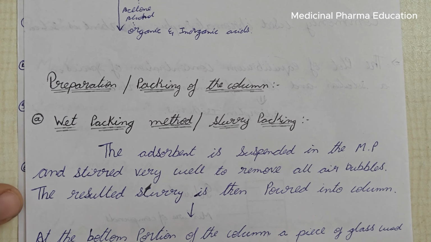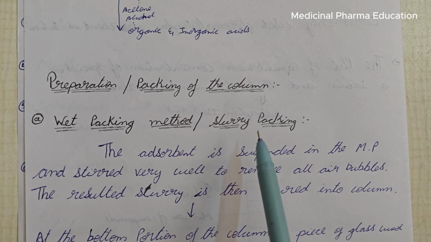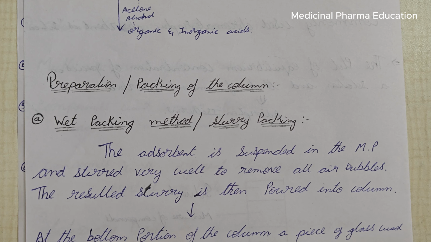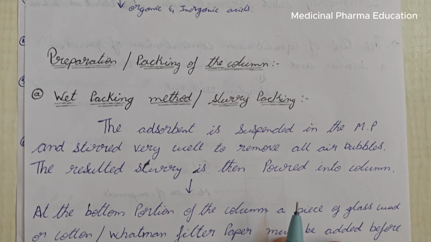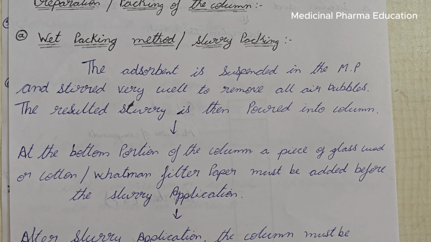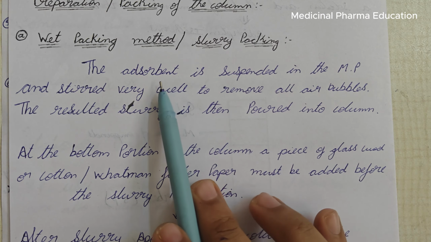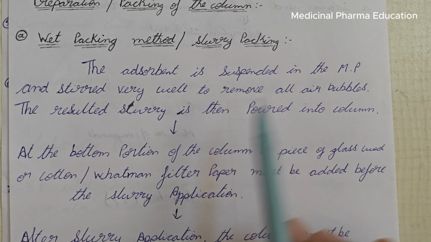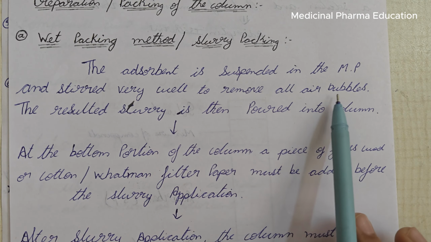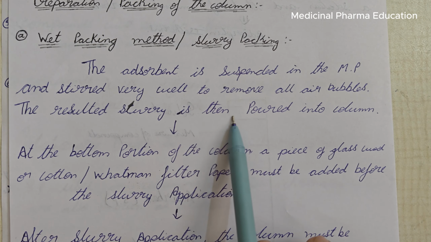Next, preparation and packing of column. There are two types of packing, wet packing and dry packing. Wet packing is similar to the wet compression and decompression concept you studied in tablets. The adsorbent is suspended in the mobile phase and stirred very well to remove the air bubbles. The resultant slurry is then poured into the column.